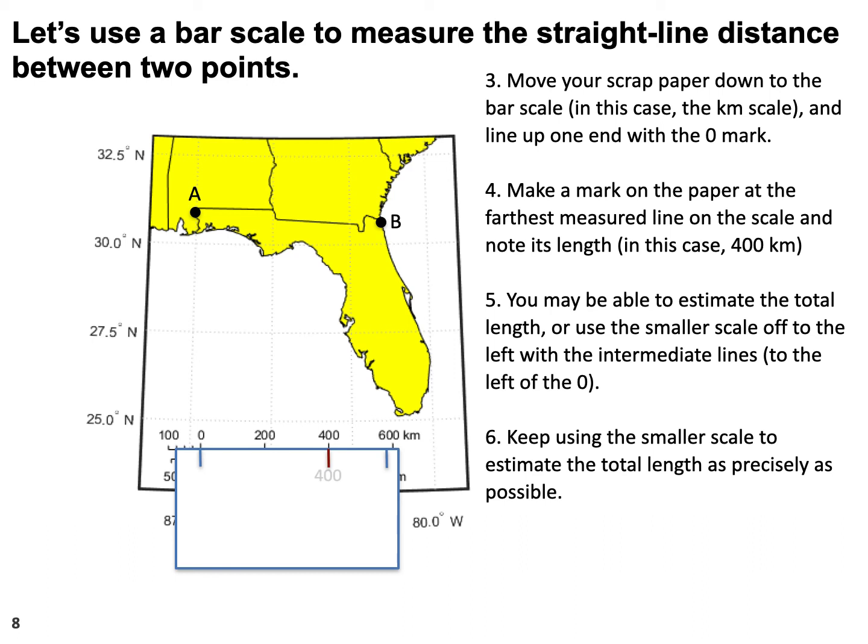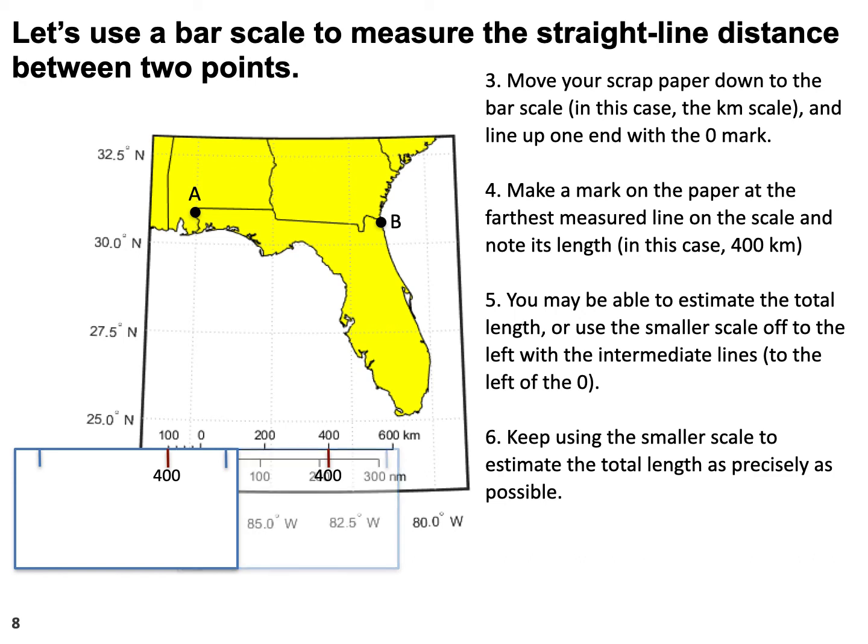And in fact, we're going to do better than that. We're going to use the smaller scale off to the left with those intermediate lines. And we're going to try to measure as precisely as possible. So it looks like I've gone another 100 kilometers between points A and B, and then the smaller marks that are 25 kilometers each, looks like I've gone 3 of those approximately, maybe just a little bit more, but I'm going to estimate and say it's about 575 kilometers total.